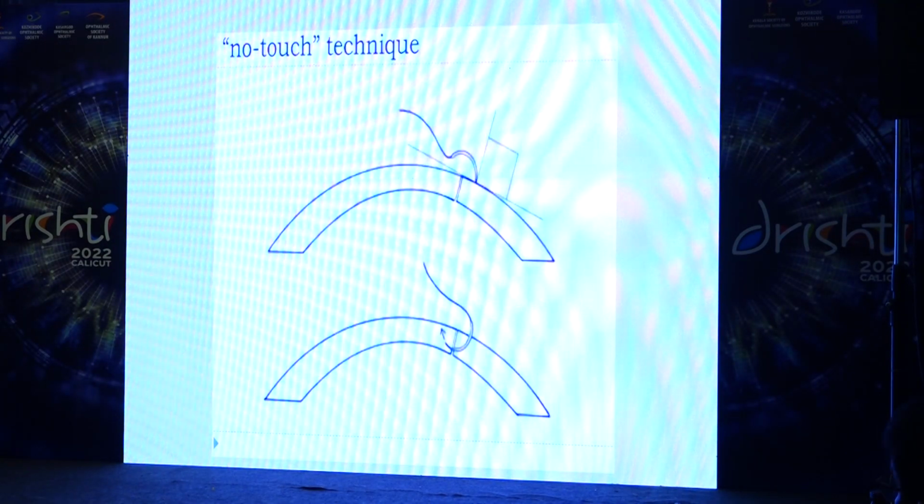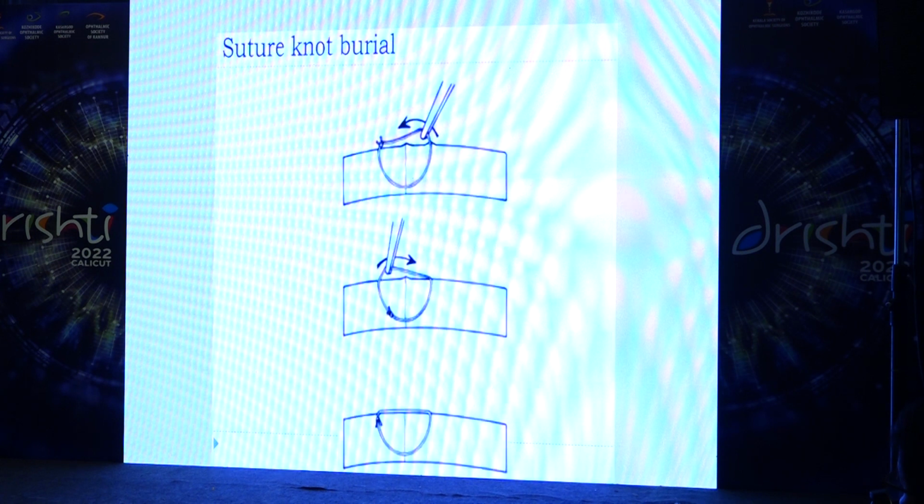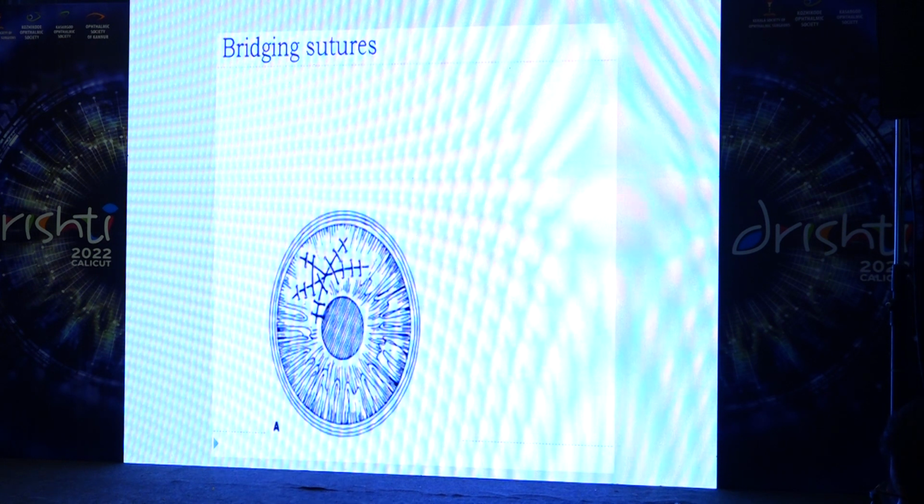Always try to do a no-touch technique. Do not hold the wound edge, as that creates ragged ends. So try to do a non-touch technique, and bury the knot. After burying, make sure that the suture knot is lying just behind the stroma, so that it is easier to remove and there will not be a wound gape when you remove the suture.